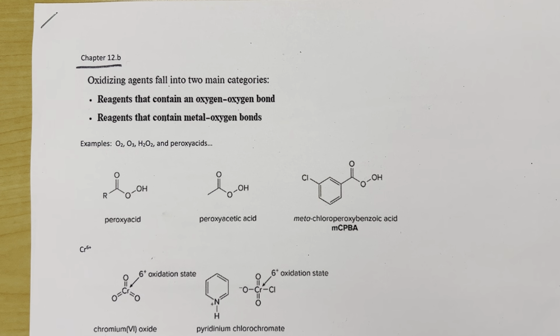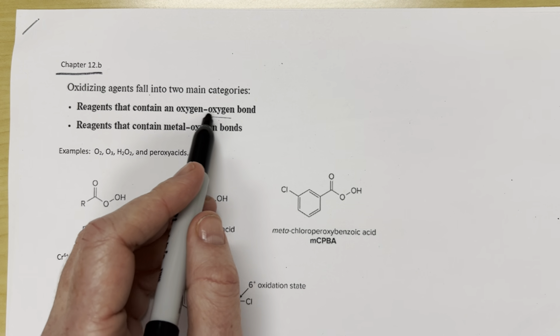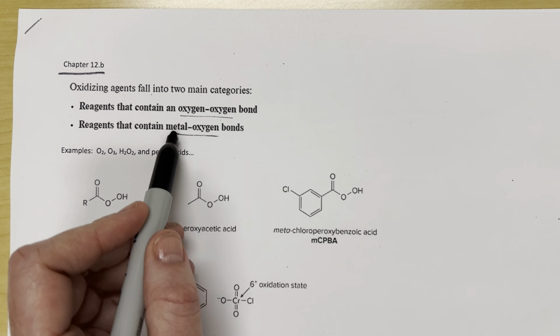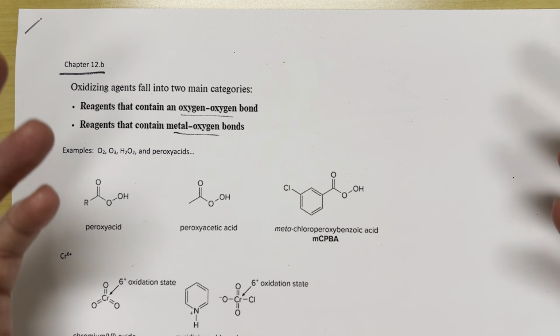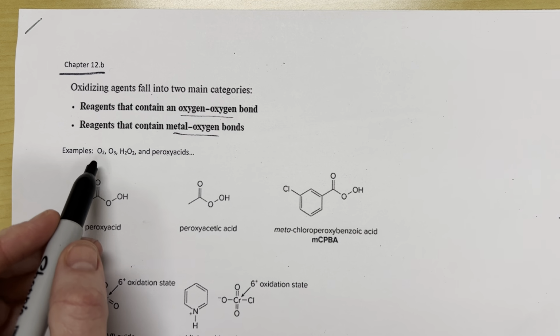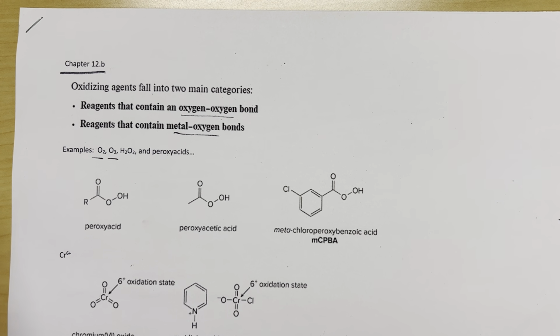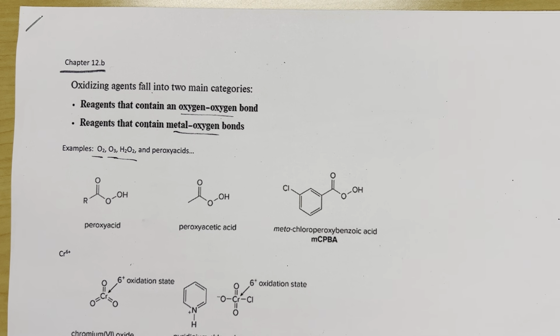In order to oxidize something, we're going to have to use what's called an oxidizing agent. Those agents fall into two categories. We have something that either is going to have an O-O bond or a metal-oxygen bond. In other words, things that have oxygen to give off. It has to be able to give off an oxygen. Some examples would be O2, O3 (ozone), and H2O2, which is hydrogen peroxide.